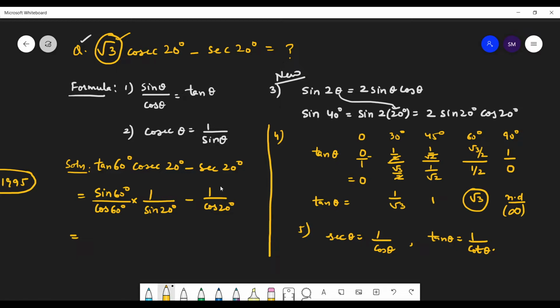Yes, I'm going to use this formula. This is sine A, this is cos B, right? Sine A cos B minus, so A is your 60 degree, B is your 20 degree. So you can see here sine A cos B minus cos A sine B, yes. So I can write it as sine (A minus B). What is your A? 60 degree, B is your 20 degree.